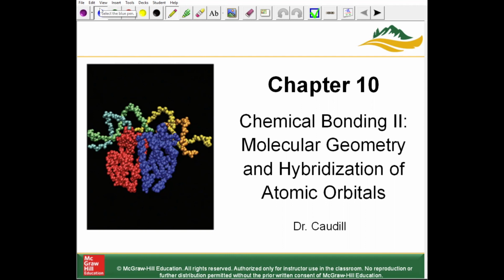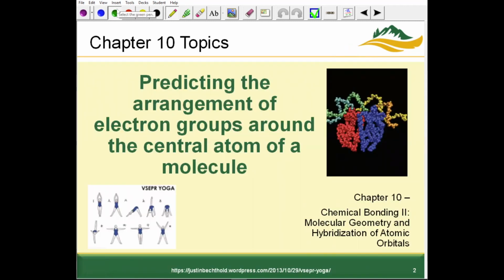Hi all, we are in the last chapter, chapter 10, more on chemical bonding, so molecular geometry. We're not going to get into hybridization of atomic orbitals here, so more Lewis dot structures, but picturing them now in sort of 3D space. And so what we're getting into now in chapter 10 is VSEPR theory. So we'll go into this.